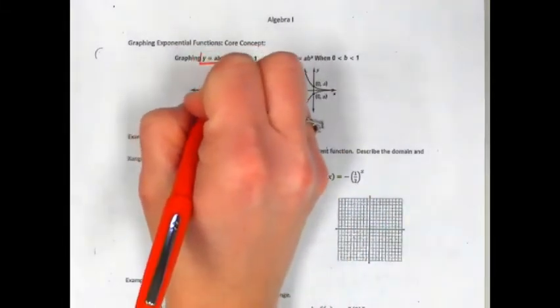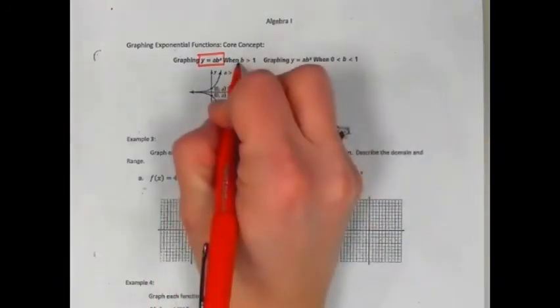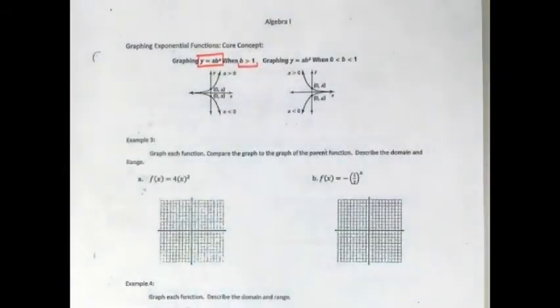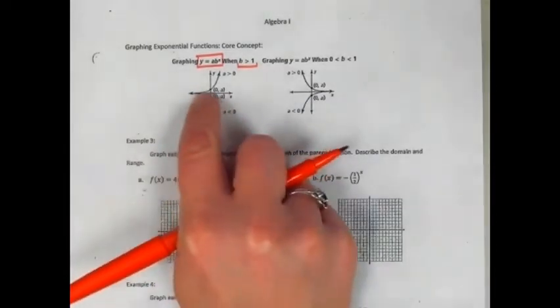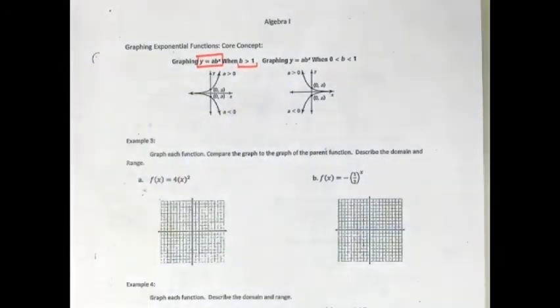When I look at this, if we have the function y equals a b to the x power, if b is greater than 1, so what numbers are greater than 1? 2, 3, 4, 5, 6. 3/2, right? 1.5. 2.5, right? Those are all bigger than 1. Your graph is going to either increase to the right or decrease to the right.